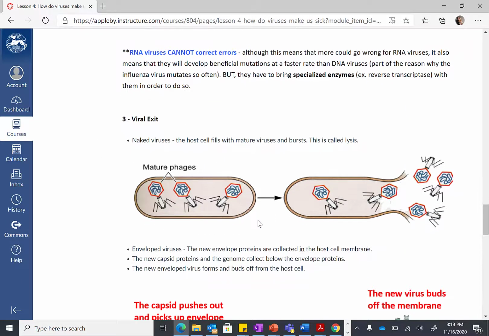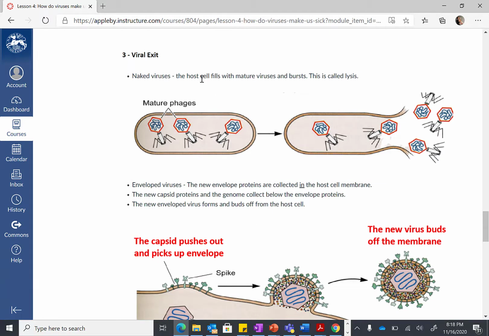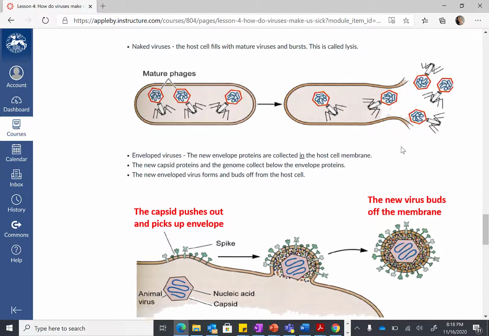Okay, and in the last step, this is the exit step. For naked viruses, it's pretty simplistic. It literally will fill the host cell until the cell is so full of these new viruses that it bursts, and that's called cell lysis. So you can see here the host cell, this bacterial cell, is bursting with all these bacteriophages, and then they can go out and spread to infect a new cell.